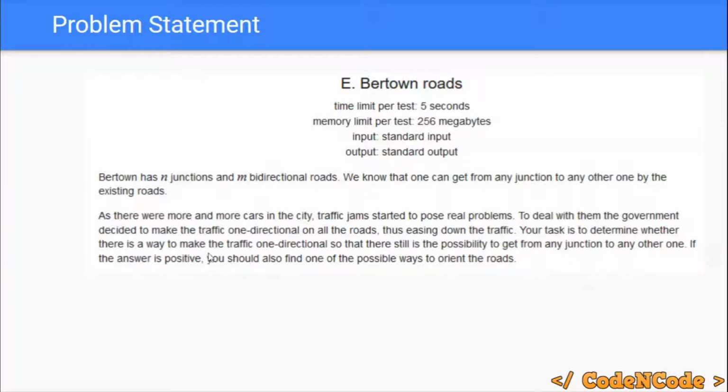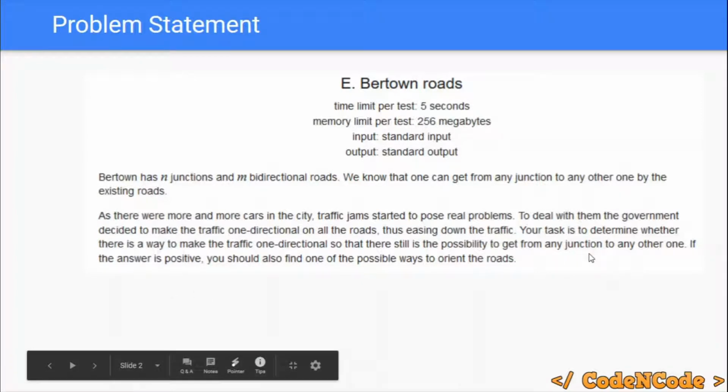If we can do that, and the answer is positive, we have to print a possible way to orient the edges. So you are given n number of nodes, m number of edges. Initially the edges are bidirectional, or there is no direction to the edges. But what we have to do is assign the edges some direction, such that even after assigning the direction, the graph is still connected. That is, you can still reach from any node to any other node. Or I should say, after assigning the direction, the graph must be strongly connected.